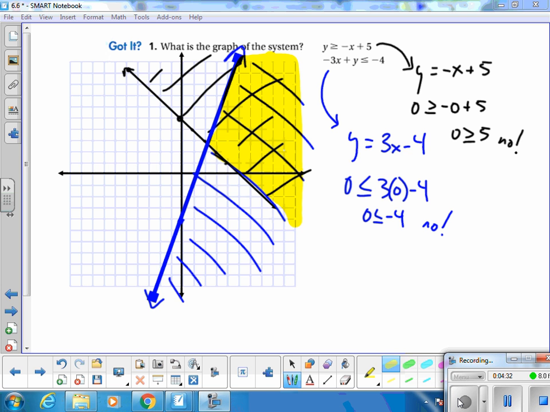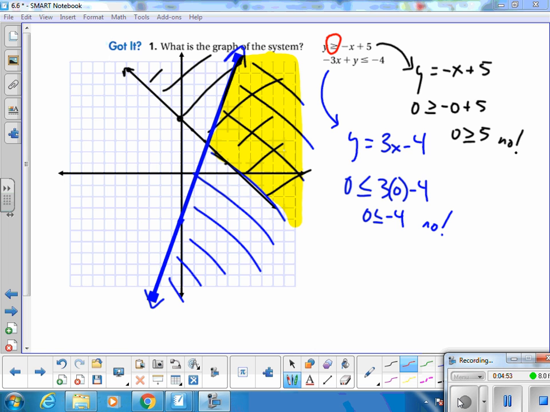So how'd you do? This is what I found. My first inequality, I played it out and found out that 0, 0 does not work. So I shaded away from 0, 0 on the other side of my line. On the other one, I also tried 0, 0, and that also doesn't work, so I shaded on the other side.